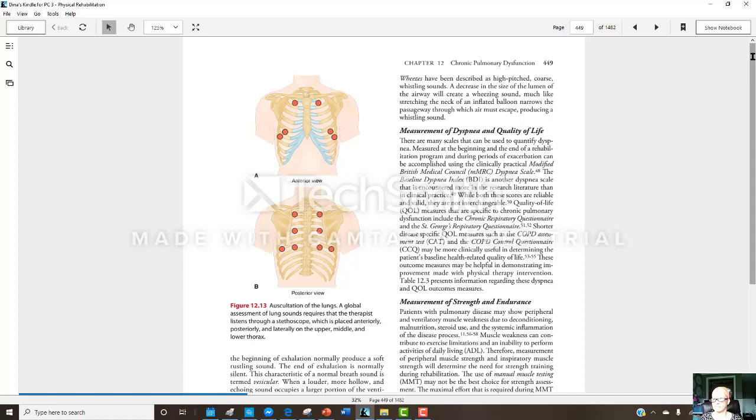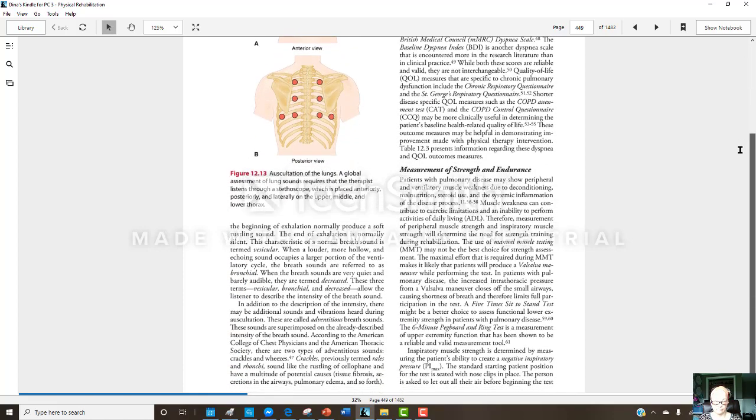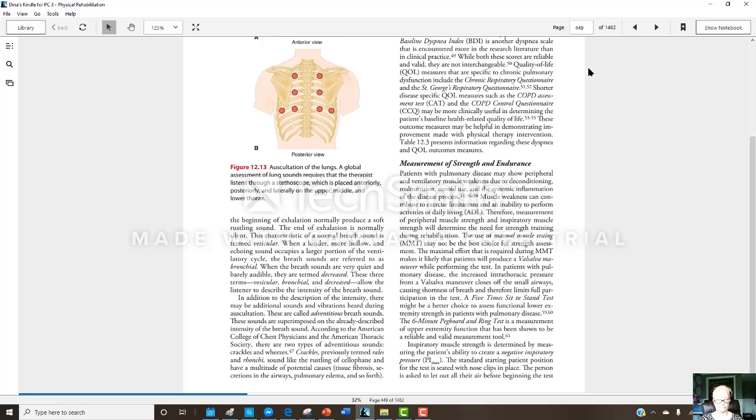This characteristic of a normal breath sound is termed vesicular. When a louder, more hollow, and echoing sound occupies a larger portion of the ventilatory cycle, the breath sounds are referred to as bronchial. When the breath sounds are very quiet and barely audible, they are termed decreased. These three terms, vesicular, bronchial, and decreased, allow the listener to describe the intensity of the breath sound.